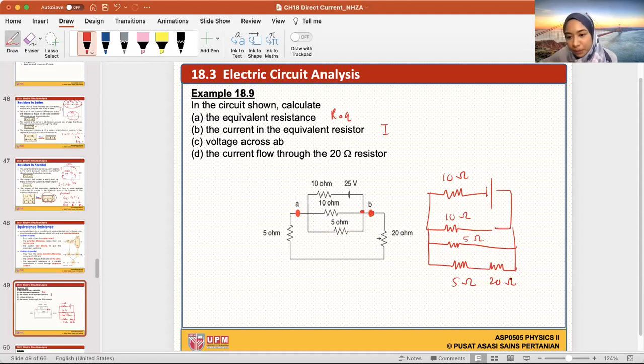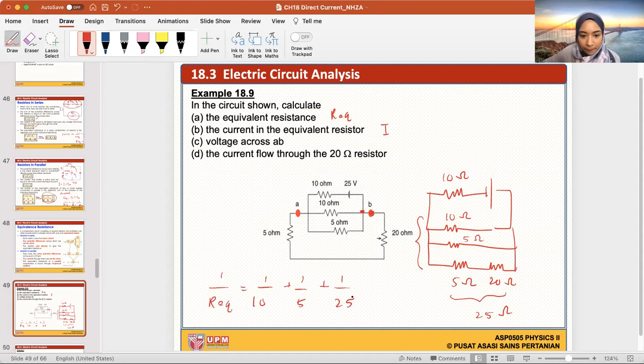Okay, so 5 plus 20, resistors in series, you can just simply add them together. So this becomes 25 ohm. 25 is in parallel with 5, is in parallel with 10. So these three lines are in parallel. Okay, so 1 over R equivalent equals 1 over 10 plus 1 over 5 plus 1 over 25. So I will get 50 over 17, which is 0.34 ohms.